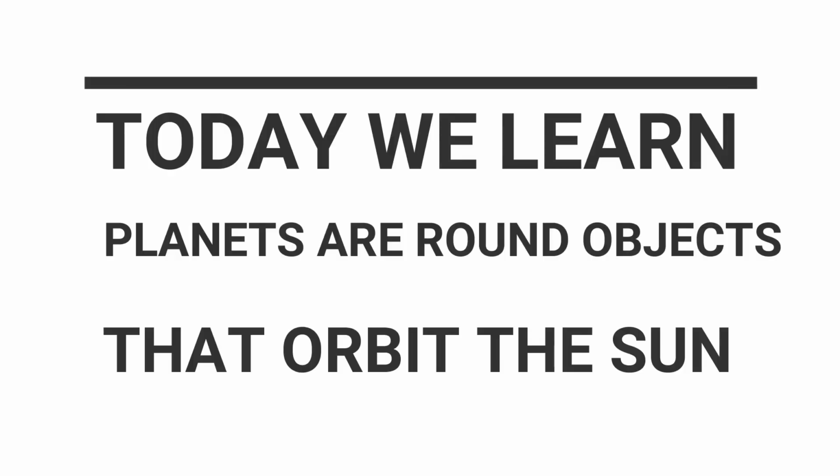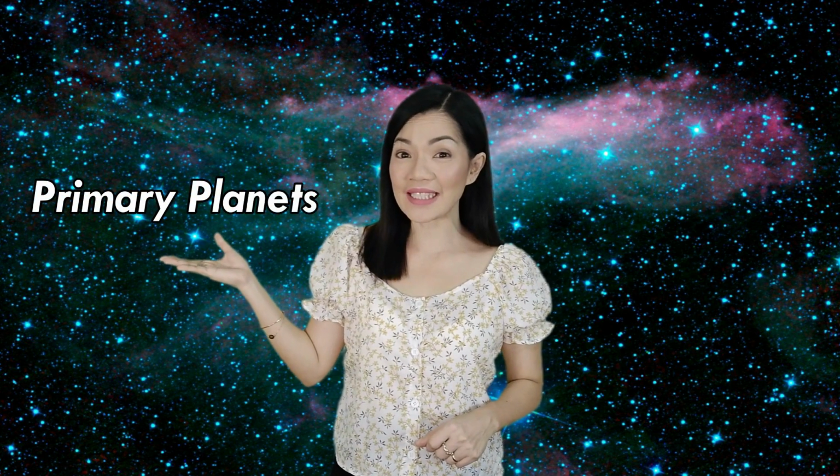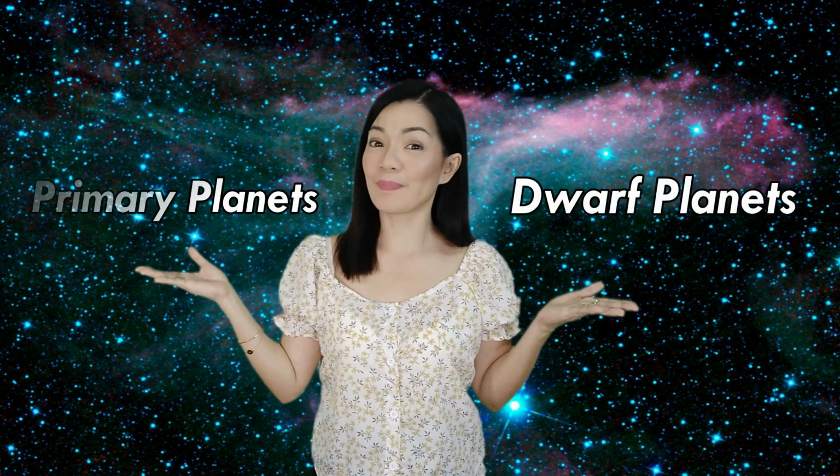You have done such an amazing job with me today. Today we learned planets are round objects that orbit the sun. The word orbit means to circle around. Basically, planets are round objects that go around the sun. And we learned there are two types of planets. So there are primary planets and there are dwarf planets.